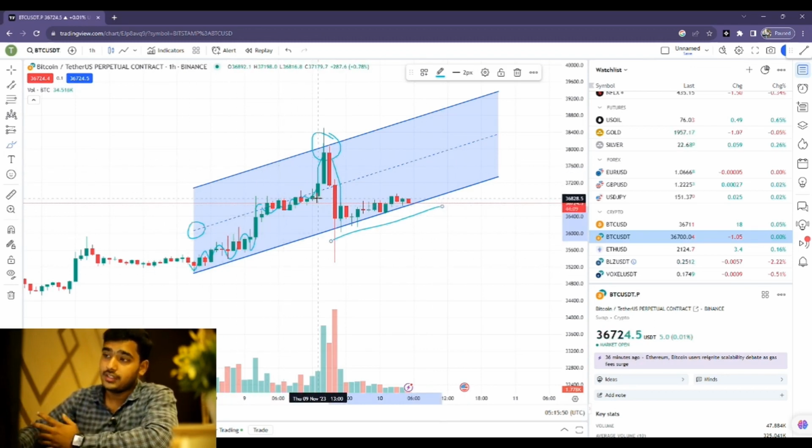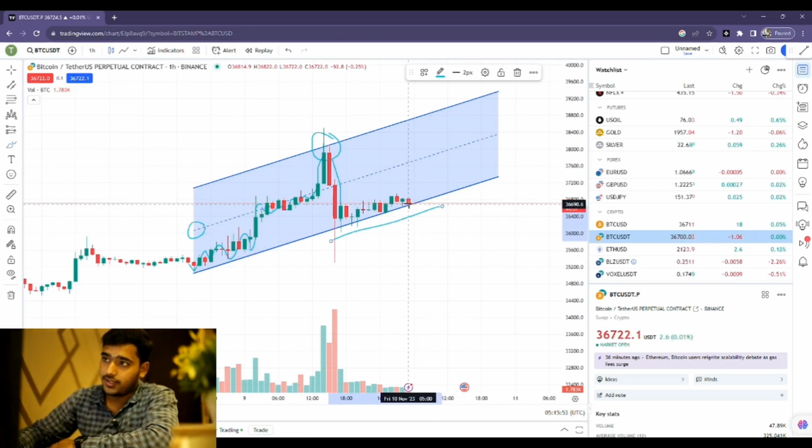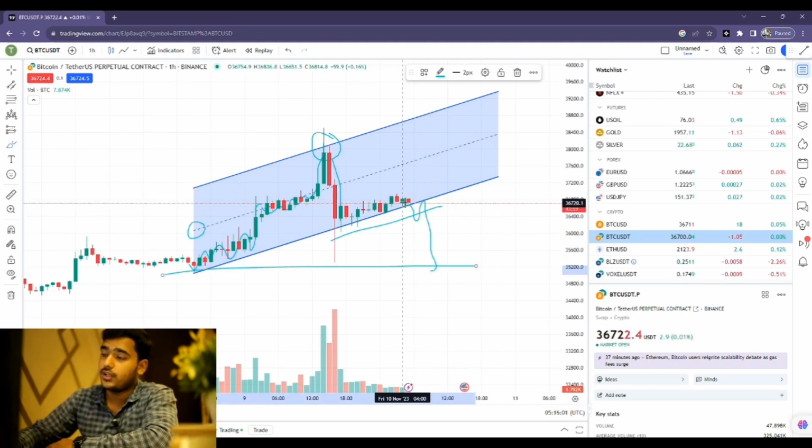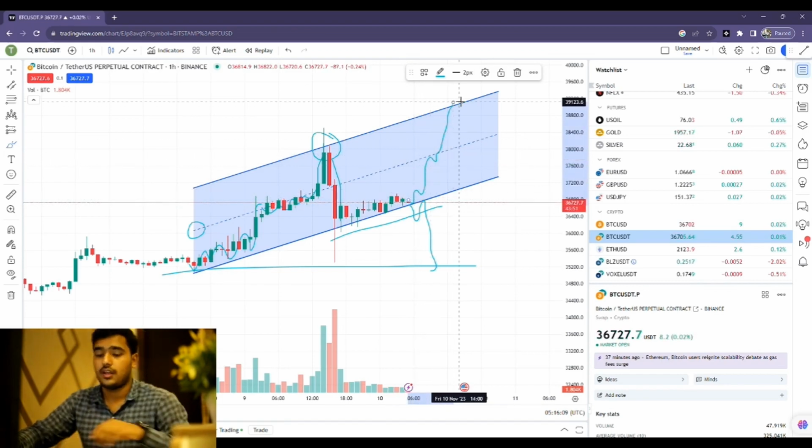So let's see what happens here. If the market breaks this trend line, we're gonna retest it later and dump to this level, as I said. But what if we get retested here? And what if we get respected here? We're gonna see more upside in the market to the middle line or to the upside, which is around $39,000.